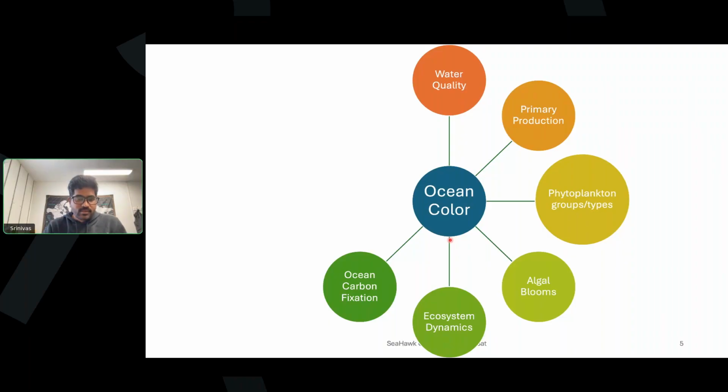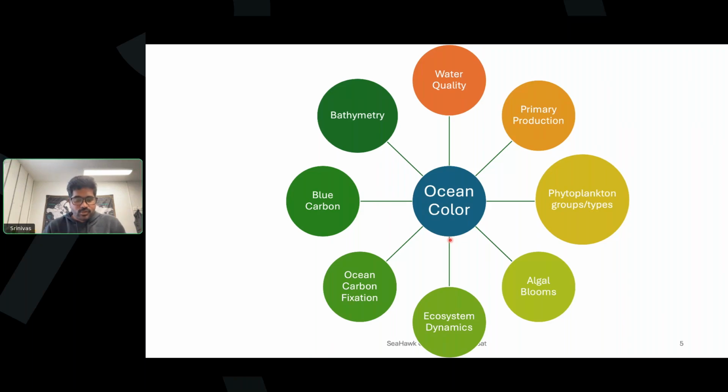And through phytoplankton and chlorophyll A, they also use it for ocean carbon fixation. And then for blue carbon, which is seagrasses, marshes, and corals. And then bathymetry. So ocean color has a lot of uses, and there are a wide variety of sensors that are launched by different space agencies to perform the ocean color.